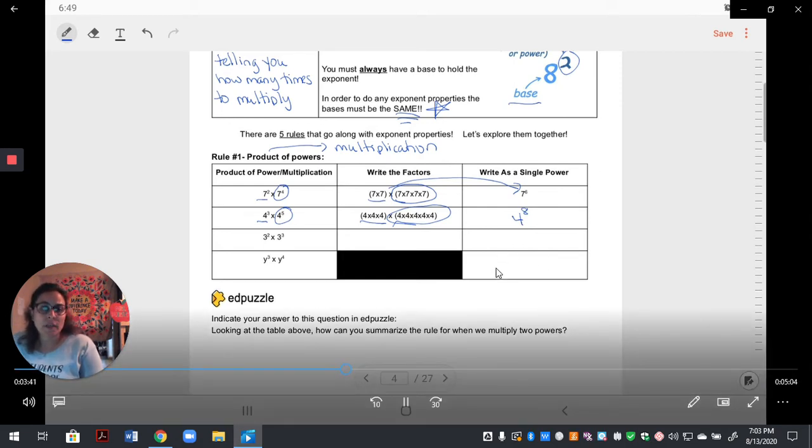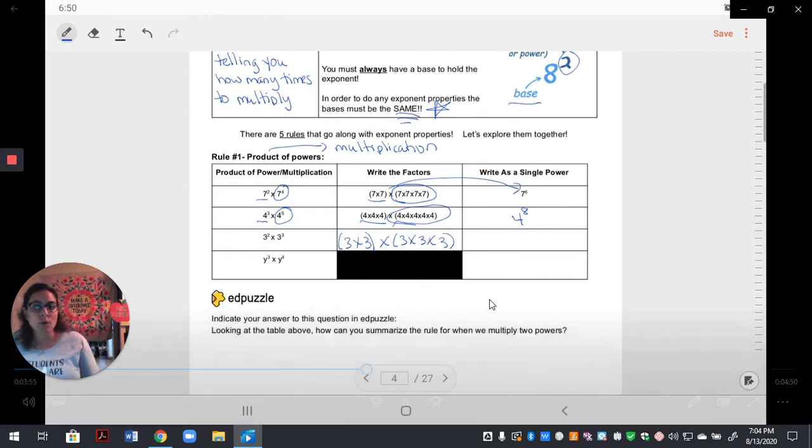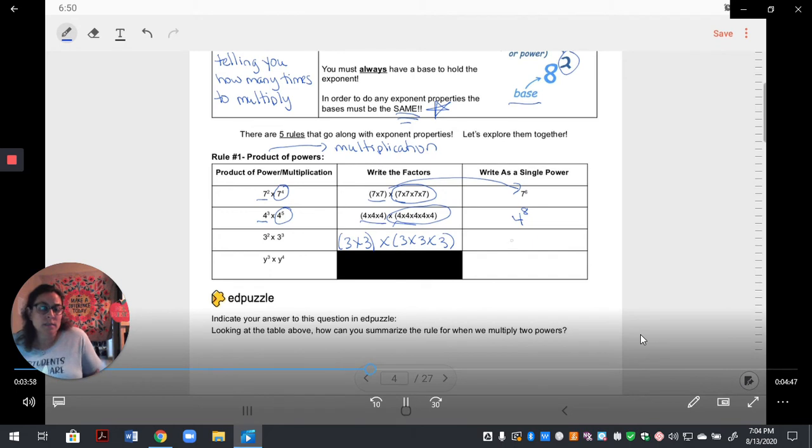So let's try filling in the middle column ourselves here. We've got 3 squared, which is just 3 times 3. And then you have 3 to the 3rd power, which is 3 times 3 times 3. So that's going to have five 3s, so it's going to be 3 to the 5th power.